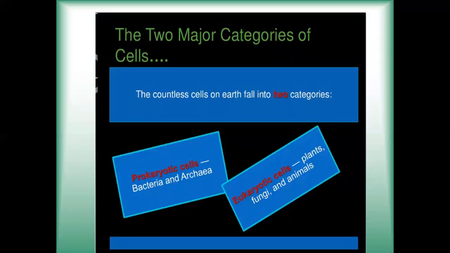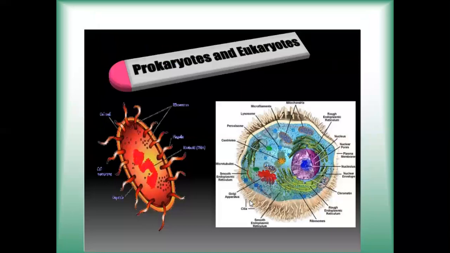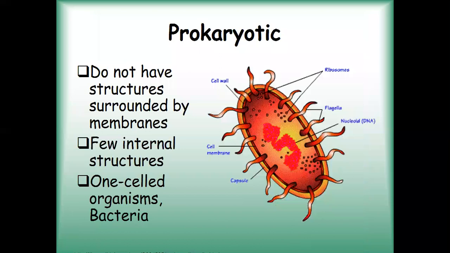Now, besides unicellular and multicellular, there are two major categories of the cell. These categories are prokaryotic cells and eukaryotic cells. Prokaryotic cell examples are bacteria and archaebacteria. Eukaryotic cell examples are plants, animals, and fungi. Now, let us study in detail about the prokaryotes and the eukaryotes. These are the pictures which you can see of a prokaryotic and a eukaryotic cell.